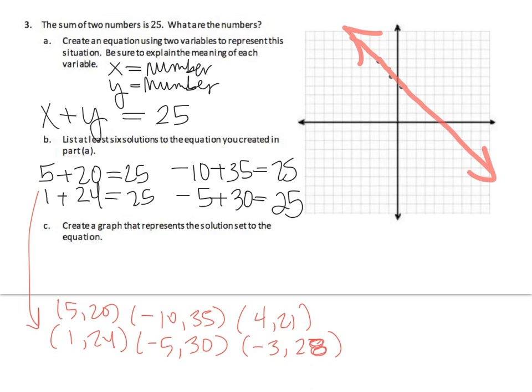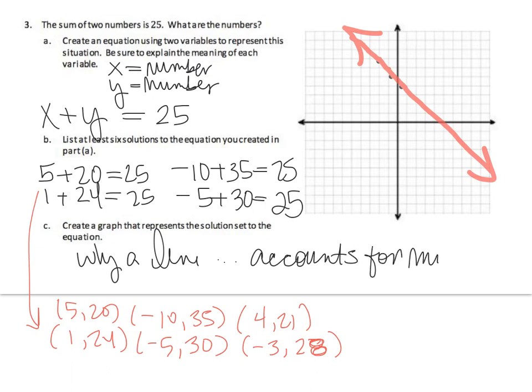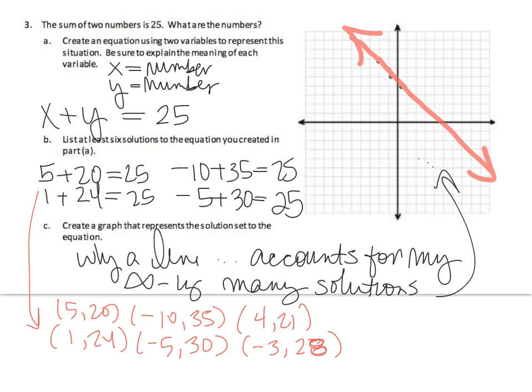Okay? Why did I draw a line? What makes sense about drawing a line? Well, a line accounts for my infinitely many solutions, because that line is a bunch of dots all close together, and I put as many dots as I can, and it actually forms a line. It accounts for infinitely many solutions. I can do decimals, I can do whole numbers, etc. So a line accounts for all of it.